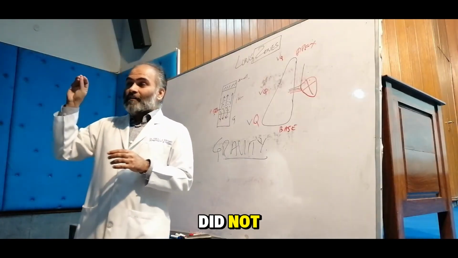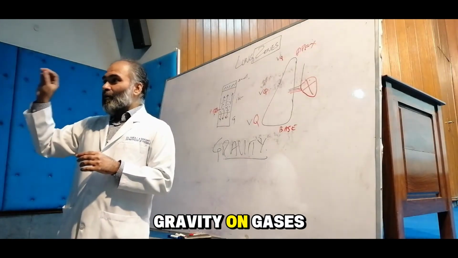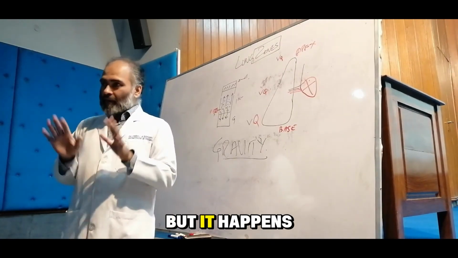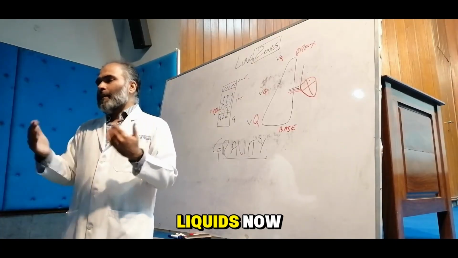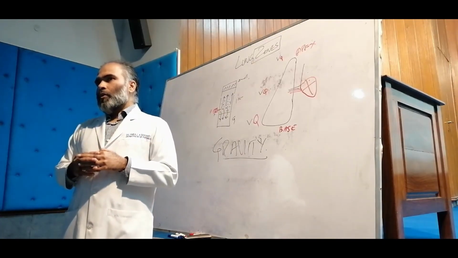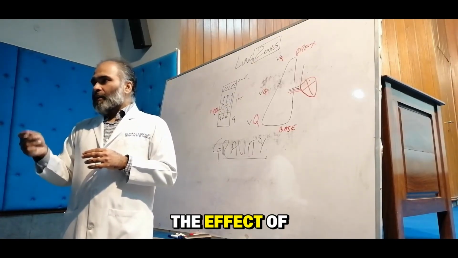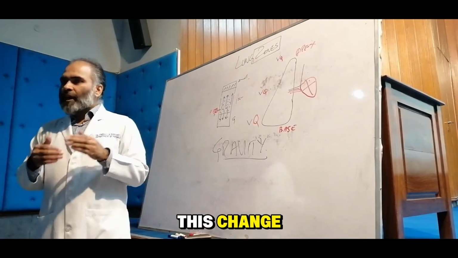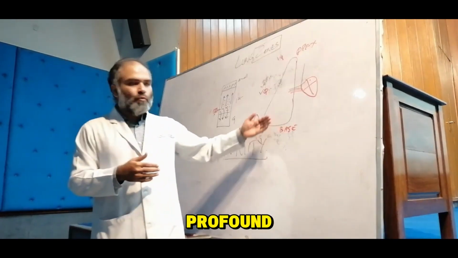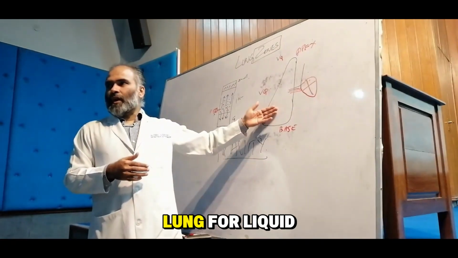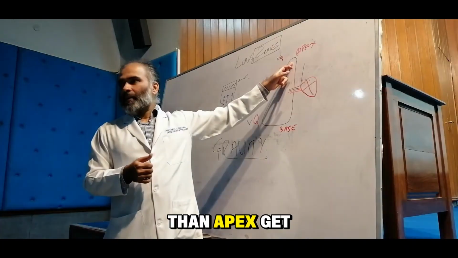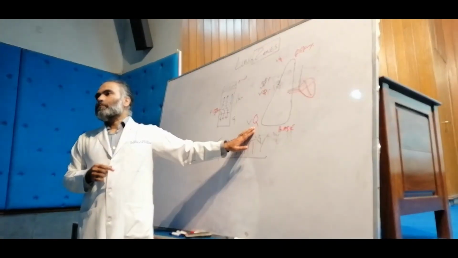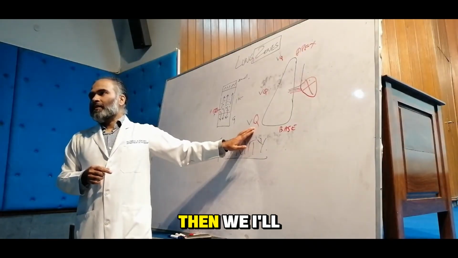They did not emphasize the effect of gravity on gases in your physics class earlier. They should have. But it happens like this. It's much less than on liquids. Now, as I already said, the effect of gravity on liquids is much more than on gas. So this change will be more profound in the basal areas of the lung for liquid than for gas. There will be much more Q at the base than V.